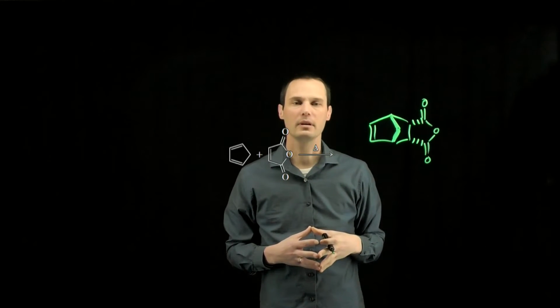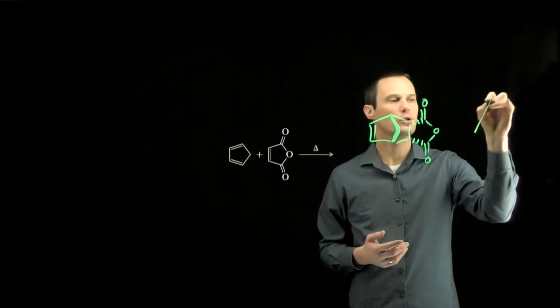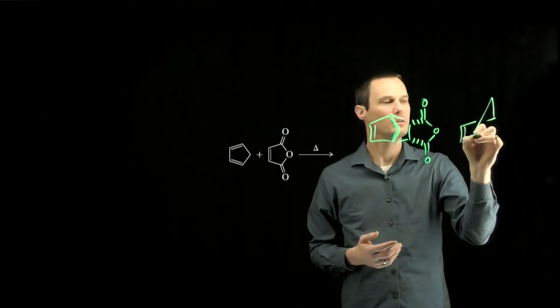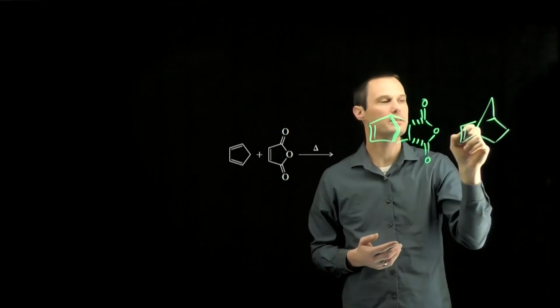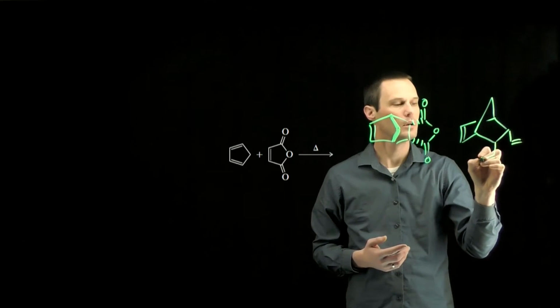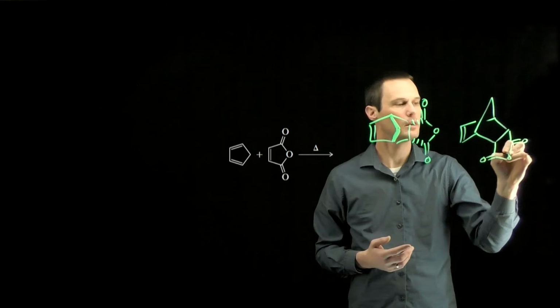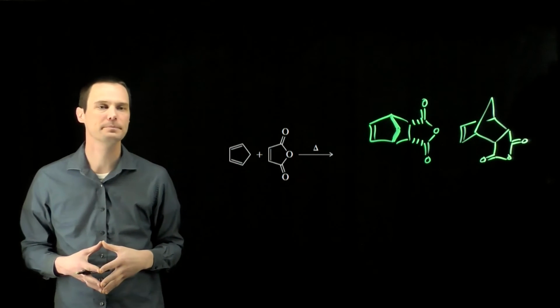So this is the line angle structure for our product here. We could also draw this in a perspective drawing. Some people like to draw it this way to show the three-dimensionality a little bit more. So here we have our bridging CH2 group going up on wedges, and our maleic anhydride piece would be down on dashes. This is the endo product for this Diels-Alder reaction.